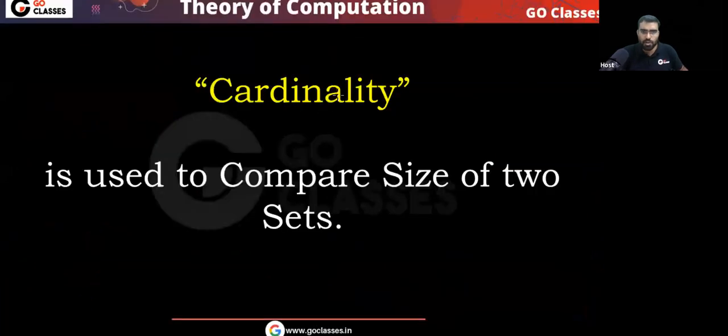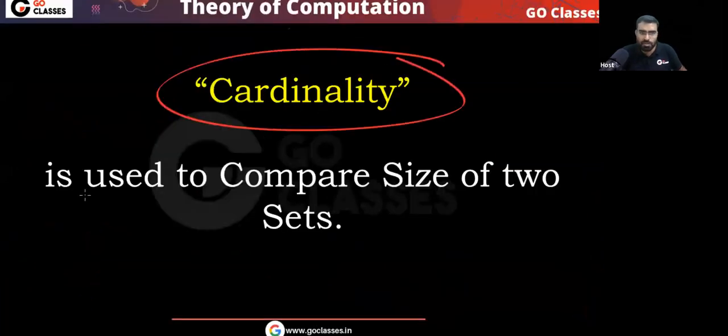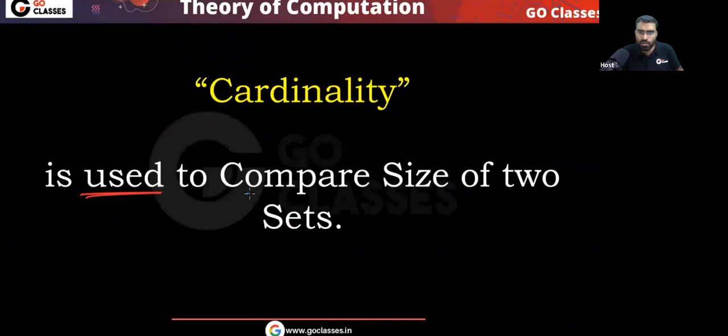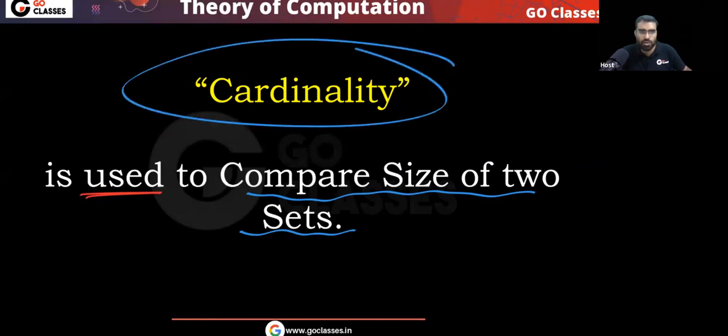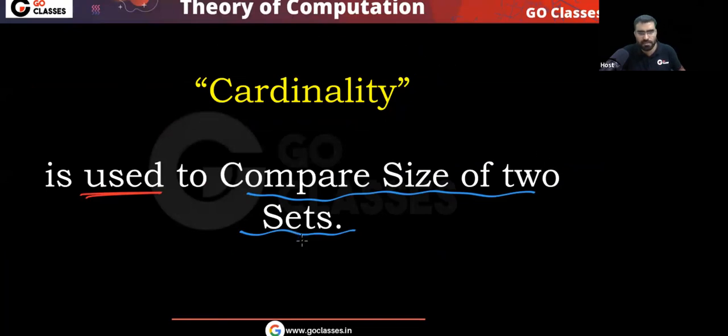Is this understood? So remember, cardinality is used to compare the sizes of two sets. You have two sets, and cardinality is used to compare their sizes. Is this clear? Let me know. Is this understood? Please tell me.